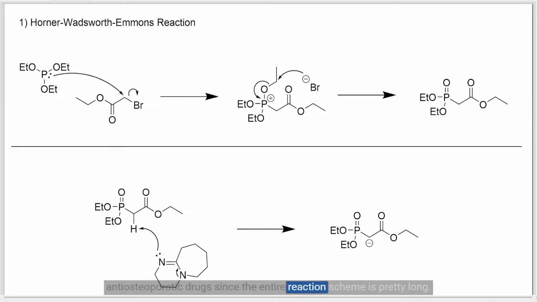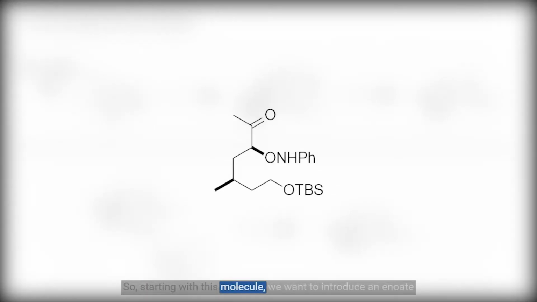Since the entire reaction scheme is pretty long, I'll skip through the mechanisms not really related to this year's content and stick to going in depth for more relevant stuff. So reactions including phosphorus, silicon, and sulfur. So starting with this molecule, we want to introduce an enoate ester, which is an alkene alpha to an ester, into the molecule by doing a Horner-Wadsworth-Emmons reaction, or a HWE.